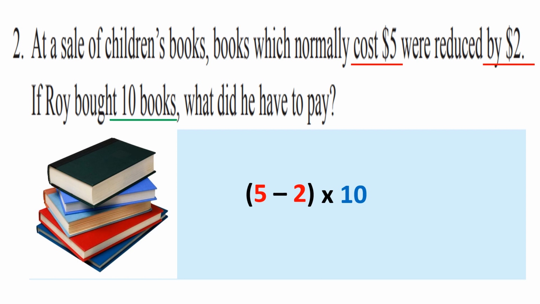Okay, here first you have 5 minus 2 is 3. Correct, students? Then times 10, you have 3 times 10 is 30. This is the answer, $30. He will pay $30 for 10 books. This is your answer for number 2.